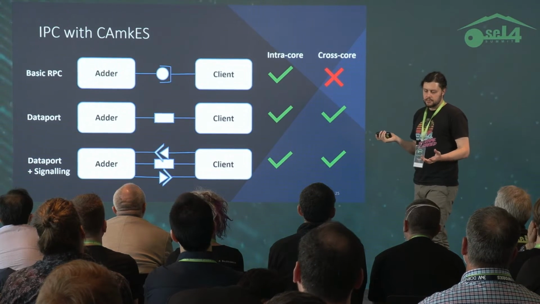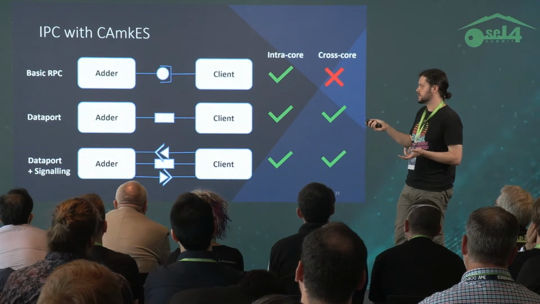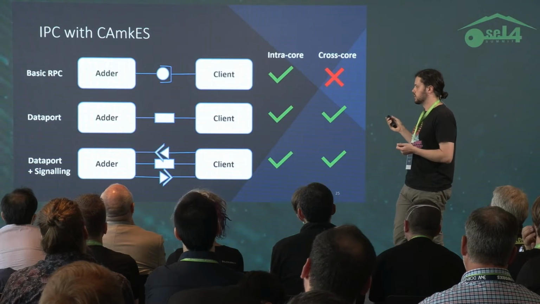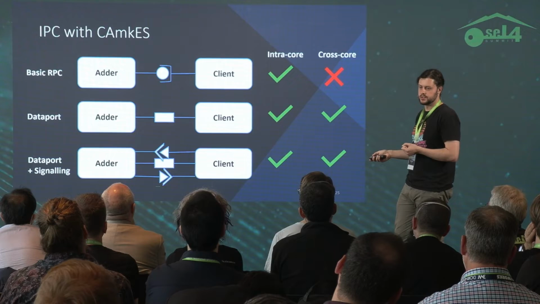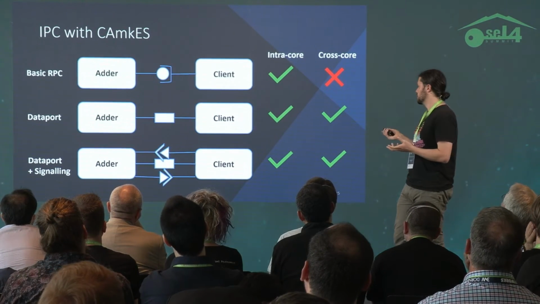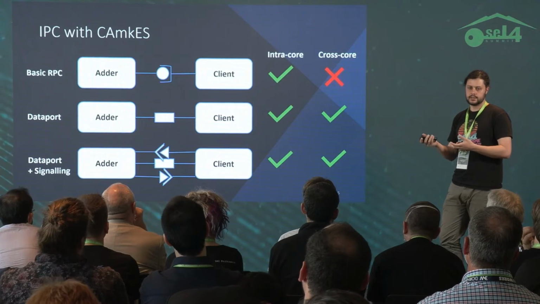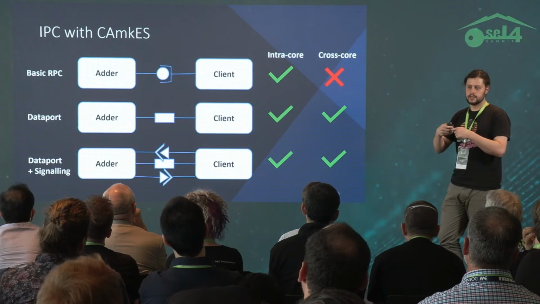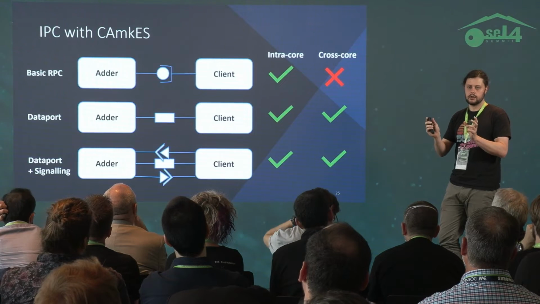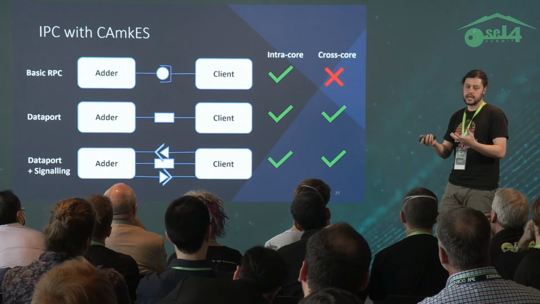What does IPC look like with CAmkES? Well, I'm sort of just recapping another slide here. You have your basic RPC connectors, which you can do intra-core. You can't really do cross-core, but you can build it again using these data ports and signaling. Otherwise, data ports work the same way. When you're going intra-core or cross-core, the connector templates, so when CAmkES is generating the capabilities and the glue code, it can detect that the different applications are set on different cores, and so it generates different caps accordingly.